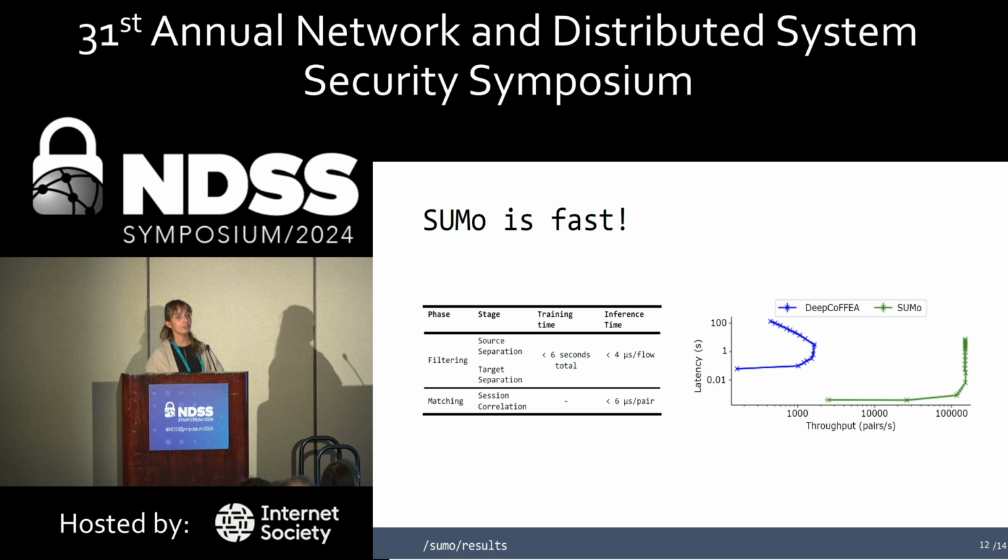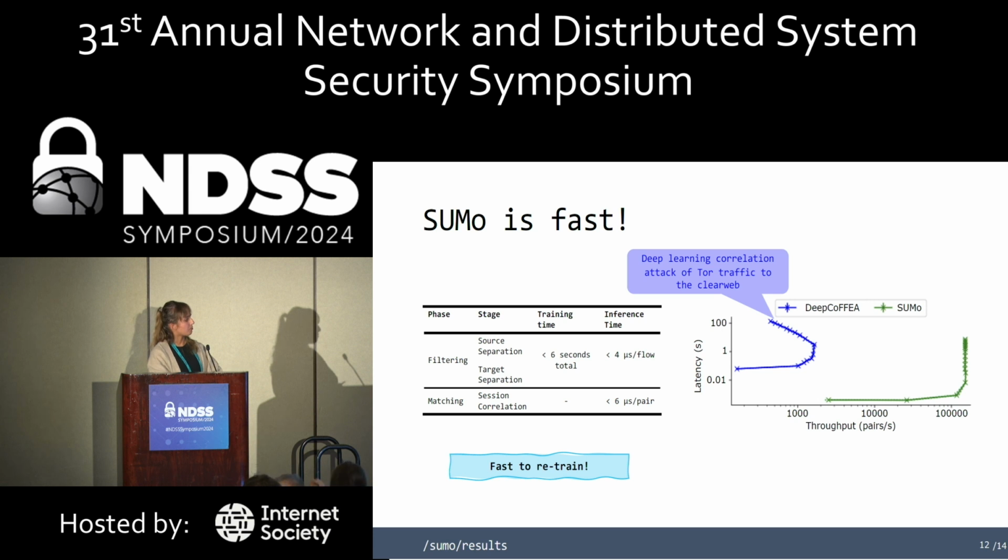So we obtained very good results, but this would only be considered a deployable attack if it can actually run very fast and process huge amounts of traffic in real time. So for the filtering phase, we need to perform a training phase, but we can do that in less than 6 seconds total, which would be very fast to retrain, which is also very important in this domain. And as for the inference time, the filtering takes less than 4 microseconds per flow, whereas the matching phase takes less than 6 microseconds per pair.